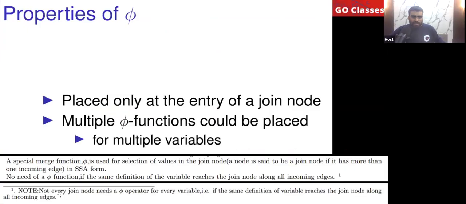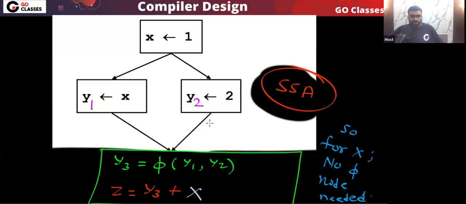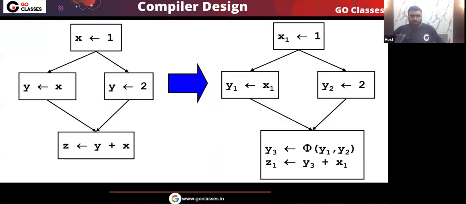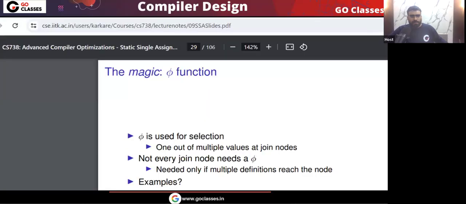So this is the point given to you. Not every join node needs a phi operator for every variable. For every variable, you don't need a phi node. Like here, for X, no phi node is required. Only for Y, we need a phi node. This is how you can convert. I hope you understood this.